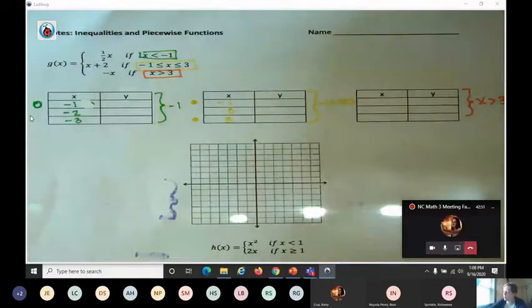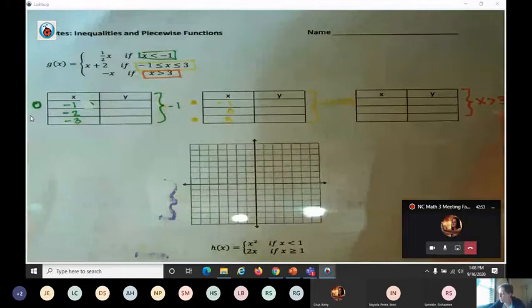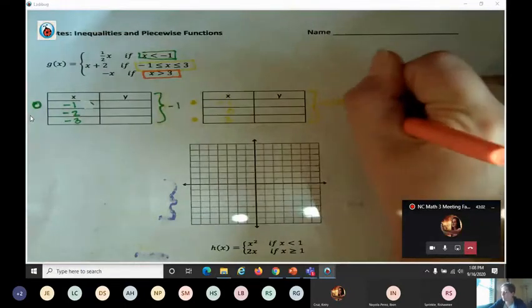And for the very last one, we want values bigger than 3. I'm going to start with my value that's in my inequality, and I want values bigger than that. So I'm going to go up to 4 and then 5.